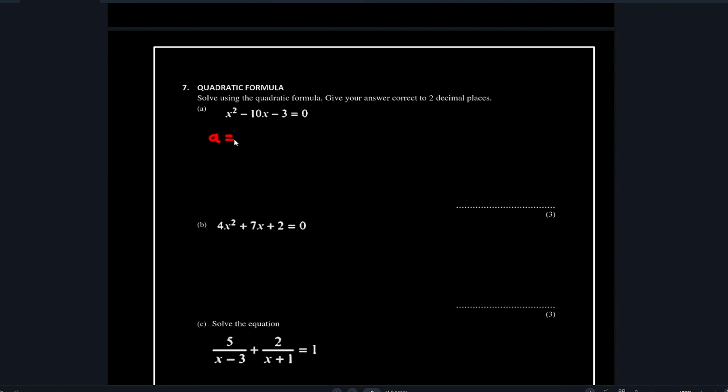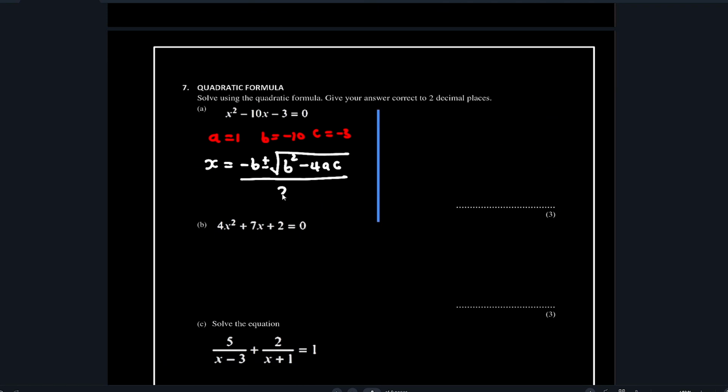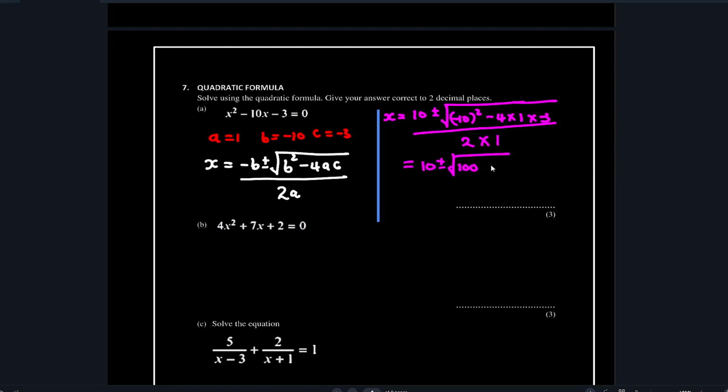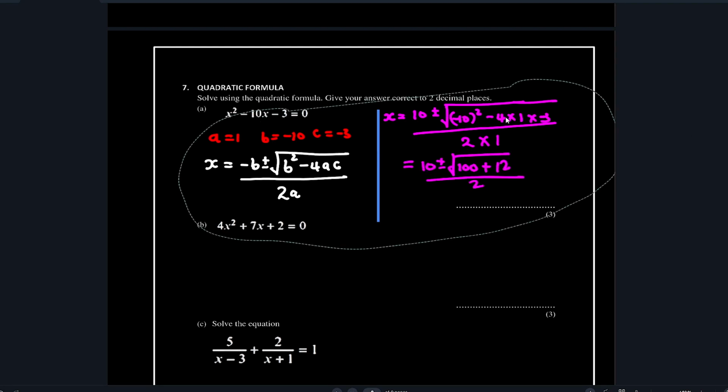Solving quadratic equations using the quadratic formula. First, identify A, the first term, which is 1. B is negative 10. C is negative 3. Then write the quadratic formula the way it's written. Substitute what you have into the quadratic formula. Simplify, and this is going to reduce to what?